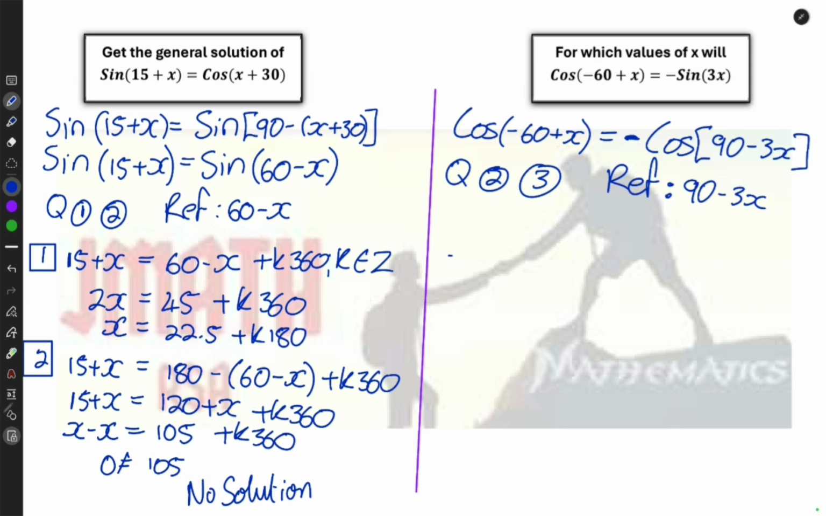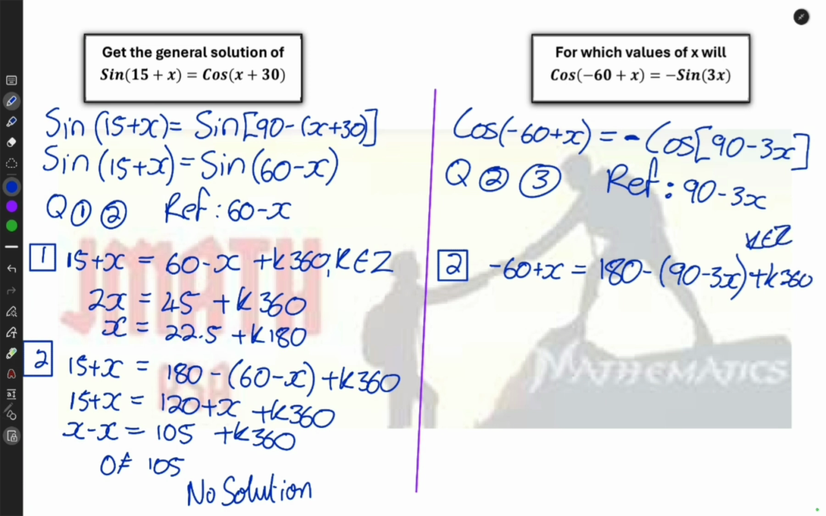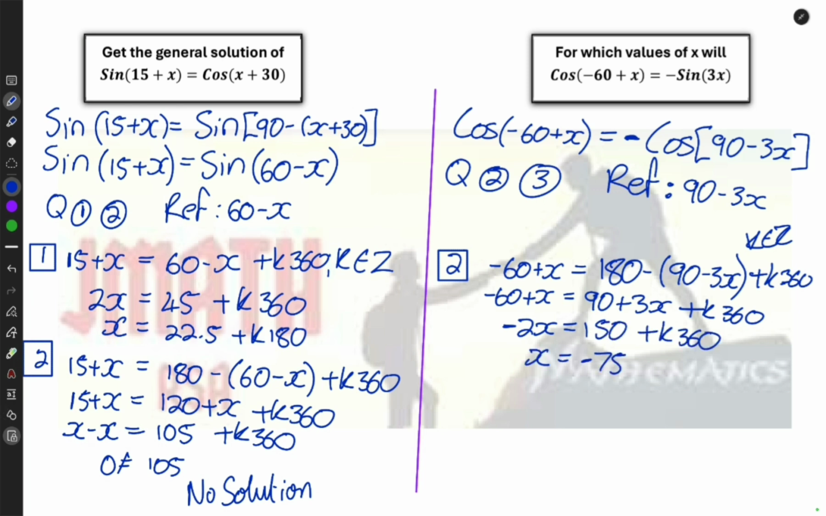So to get the solutions for this sum, I can say in quadrant 2, minus 60 plus x is equal to 180 minus, and then brackets 90 minus 3x plus k 360. And I just need to put this somewhere on my page. K is an element of Z. Okay, so now I want all the x's on the left, but this thing looks horrible. So I'm just going to simplify one step further. This is then 90 plus 3x plus k 360. If I bring all the x's to the left, this is going to be minus 2x. This is going to be 150, and that's then plus k 360. When I divide, it's really fine if you get a negative.